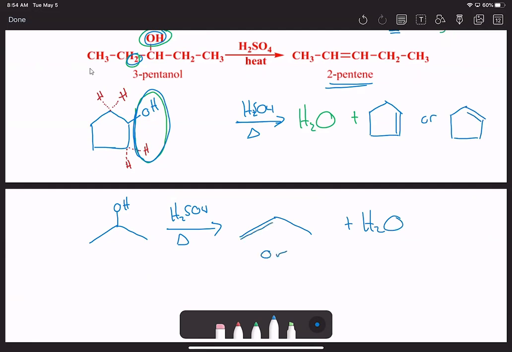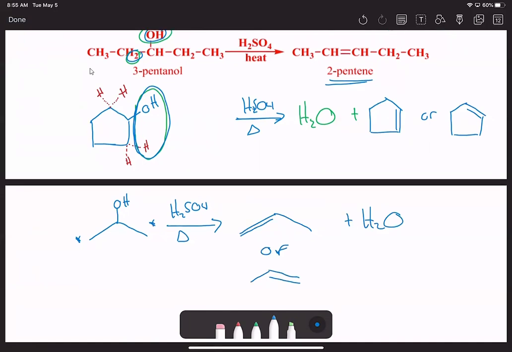Or you could have this. Right. Either one is going to be acceptable. Because remember, we have 3 hydrogens on this end. We have 3 hydrogens on this end. So we're going to remove that hydroxy group, and then we're going to form our double bond. So that's what we consider a dehydration reaction.